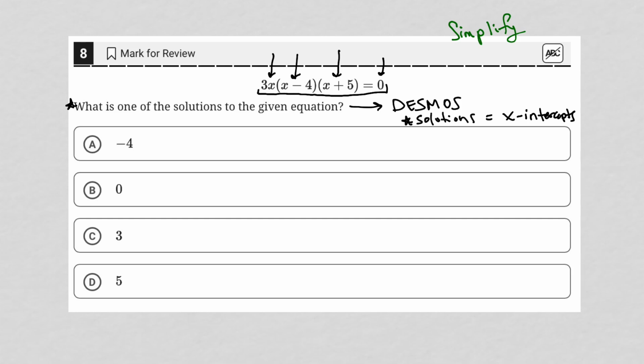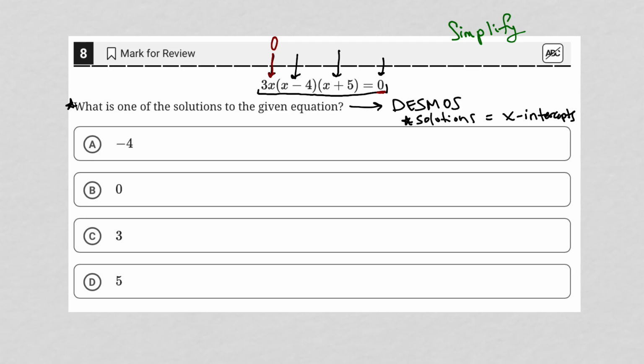So for instance here, and I'll just put it in red, this arrow here, if x were 0, it would make that entire equation true, because 3 times 0 is 0, and it wouldn't matter what the x minus 4 or the x plus 5 actually is, because we're multiplying by 0, and therefore we get a 0 out as the outcome here.